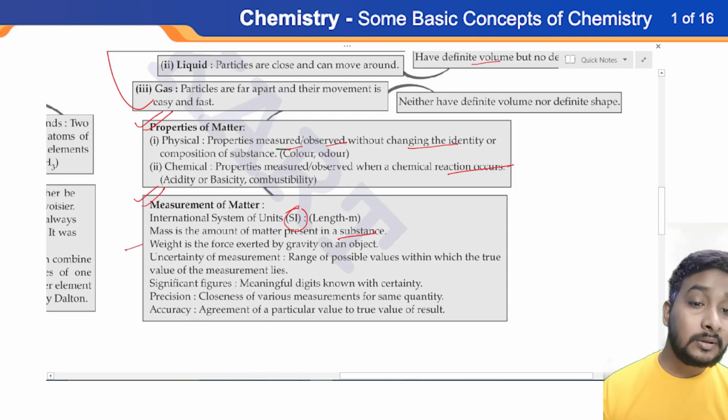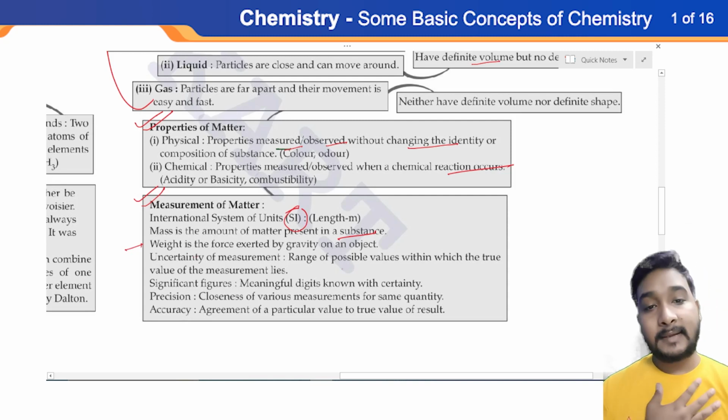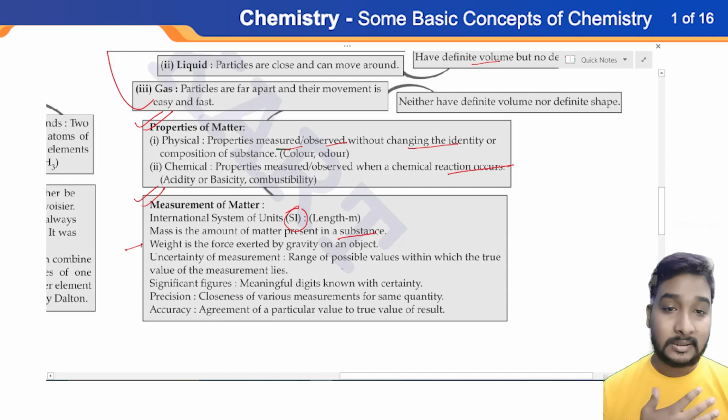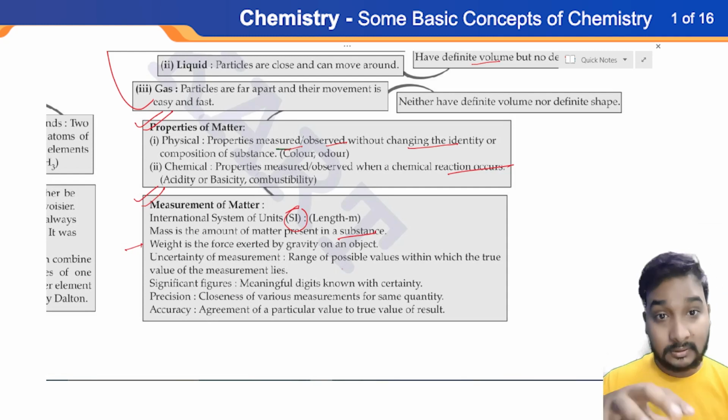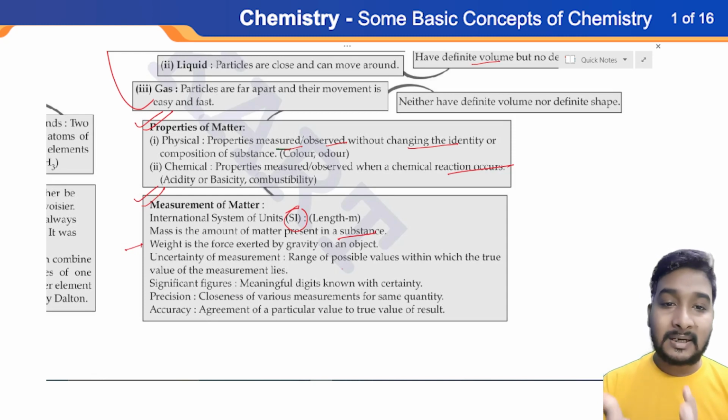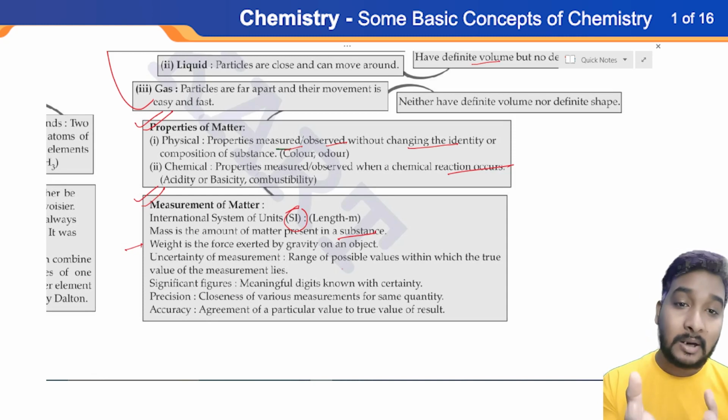Number three, weight is the force exerted by gravity on an object. Suppose I am right now 75 or 80 kgs of weight on the earth. Why? Because earth is applying that amount of force on me, right? So weight is the force exerted by gravity on the object.